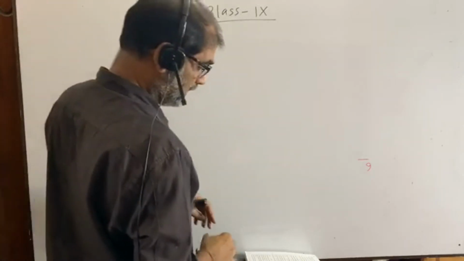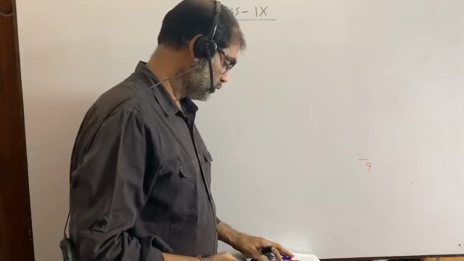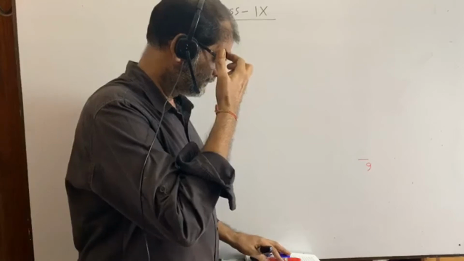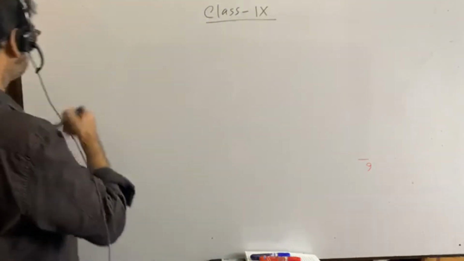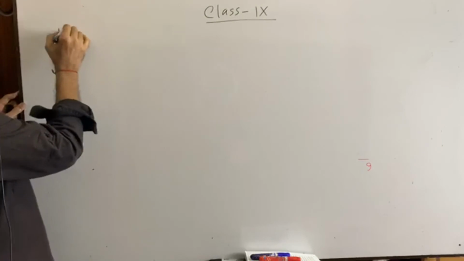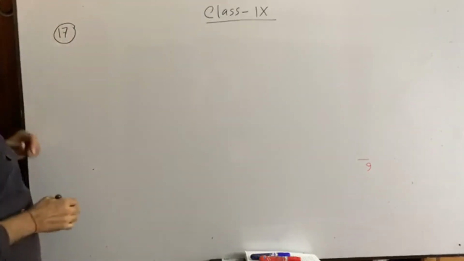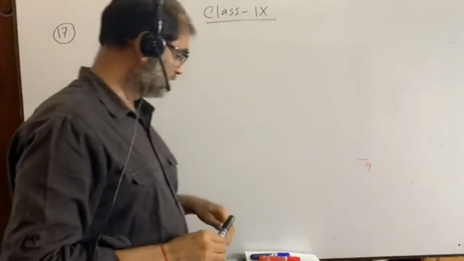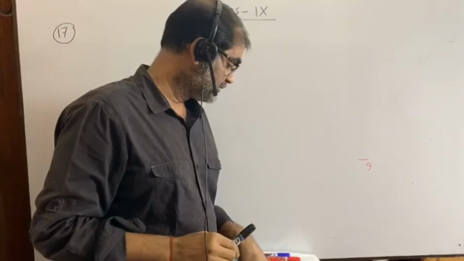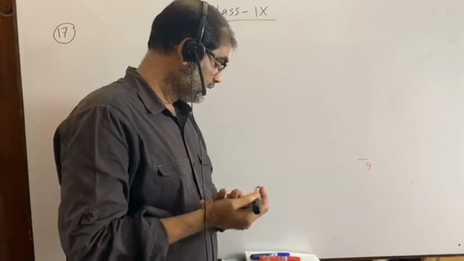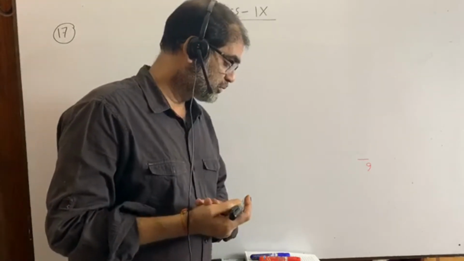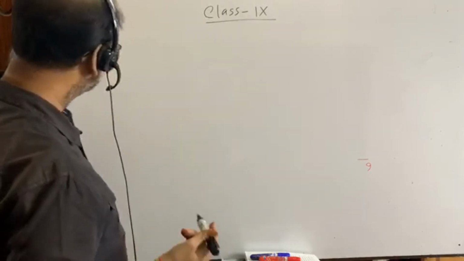Now you see another math, question number 17. Please try to understand question number 17. Pay attention, important math to be given in the examination. Question number 17. Here it is told a solid sphere of radius 4 centimeter is melted. Okay, that's good.